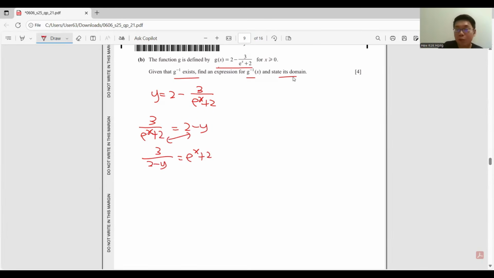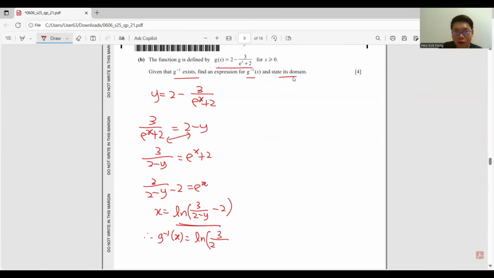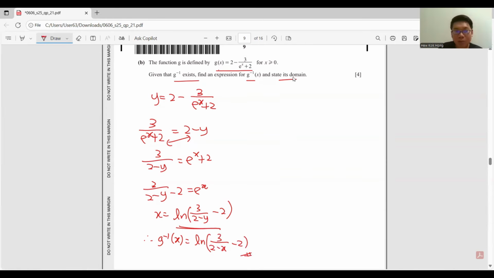To swap position because I want my x as the subject. So I remove the e, become ln of this whole thing. After successfully changing the subject, we express g inverse x. We copy this, but make sure the y value is changed back to x value. So this is g inverse. And then to check the domain for g inverse, we refer back to the range of g(x).